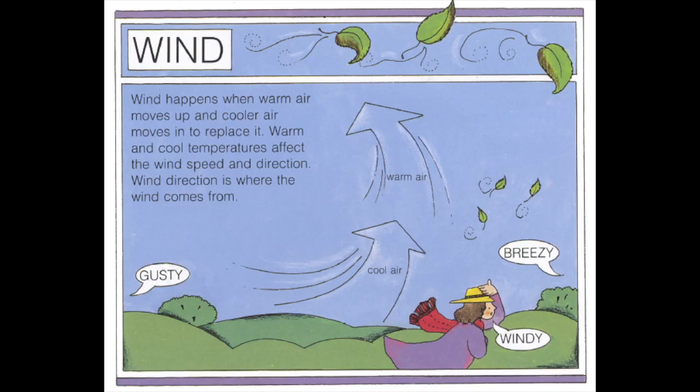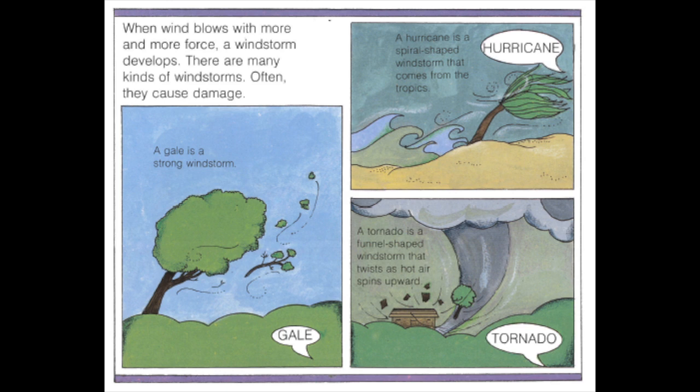Wind. Wind happens when warm air moves up and cooler air moves in to replace it. Warm and cool temperatures affect the wind's speed and direction. Wind direction is where the wind comes from. When wind blows with more and more force, a windstorm develops. There are many kinds of windstorms. Often they cause damage. Gale. A gale is a strong windstorm.